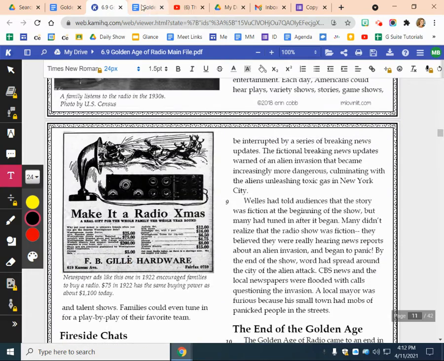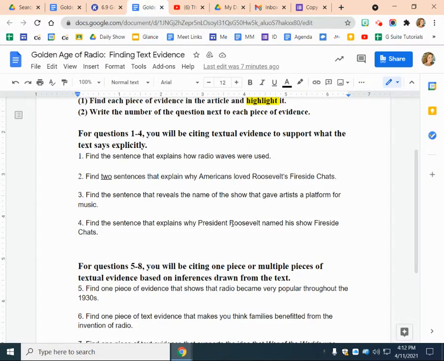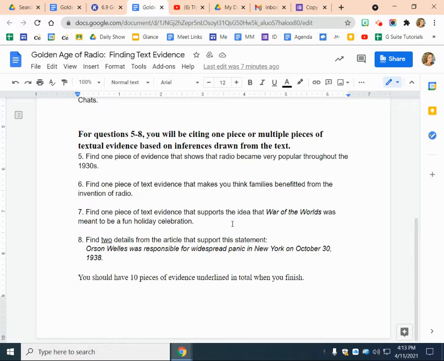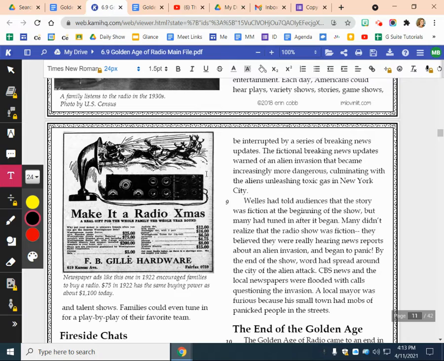All right, so we've made it through our explicit evidence. Now we're going to go into evidence where we have to draw inferences. So these are a little bit harder, but not too hard for you. Number 5, it says find one piece of evidence that shows that radio became very popular throughout the 1930s. So we need to find some evidence that shows its popularity.